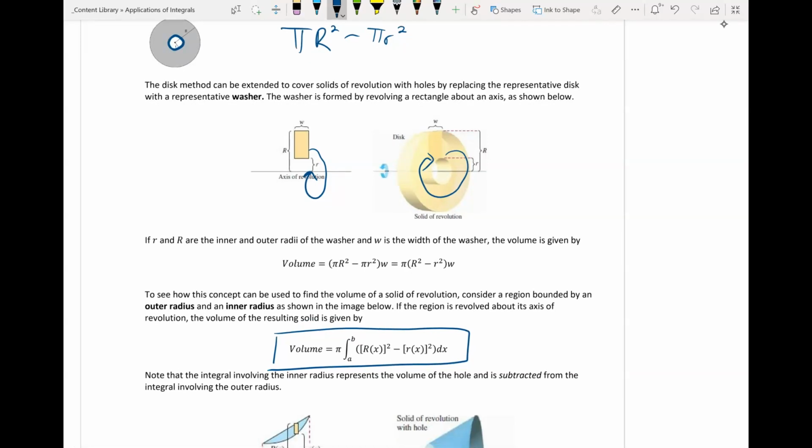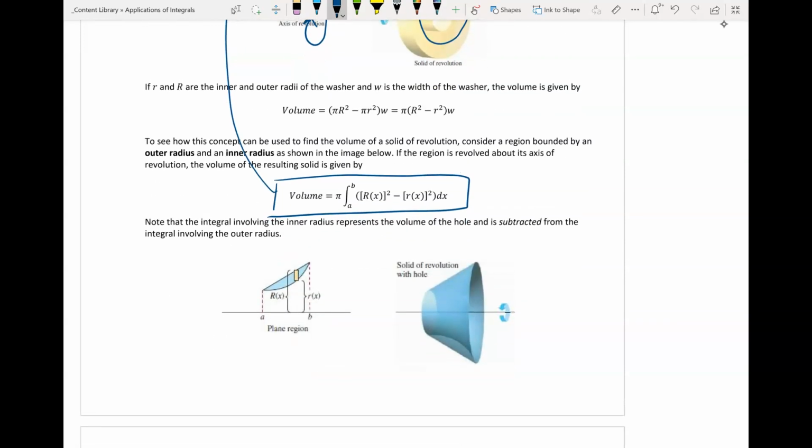You have the pi r squared. And if I were to factor the pi out, I get R squared minus small r squared. This is the variation that we have for our integral. We have the outside function minus the inside function, and you square them both.